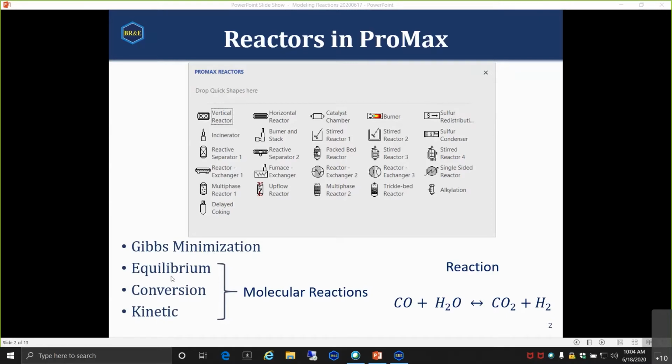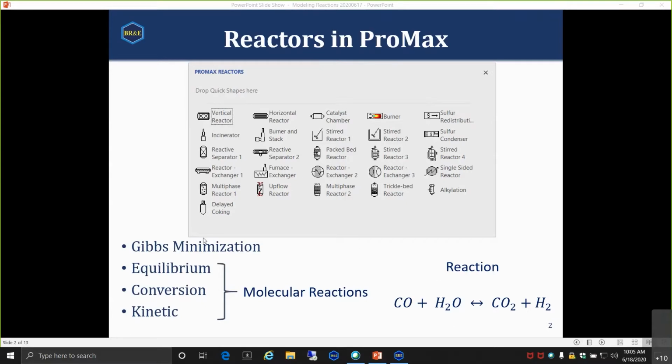The big difference between Gibbs minimization and these others are these three are what we'll refer to as molecular reactions, meaning that you have defined a specific path, a specific reaction of a set of reactants, a set of species as reactants, and you create a set of species that are products. And you set up the stoichiometry and all of that good stuff so that you have the reactants moving to the products and making it go in that way.